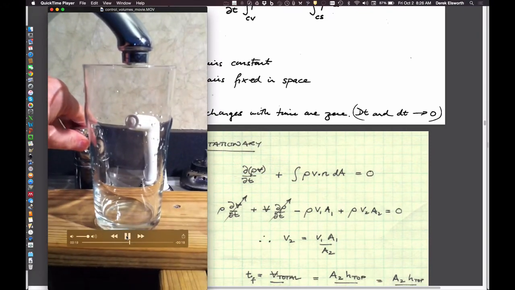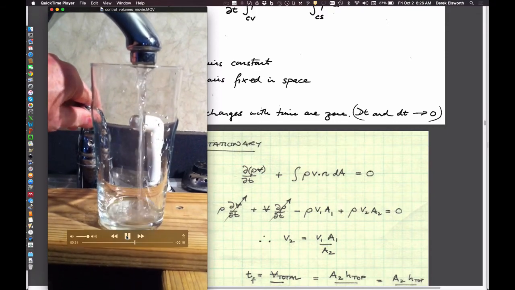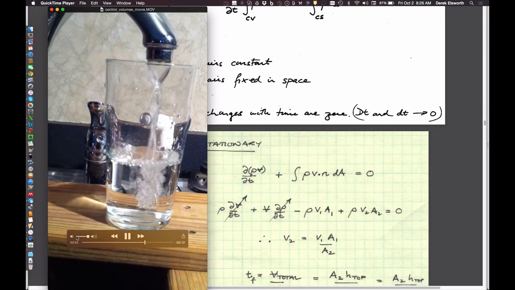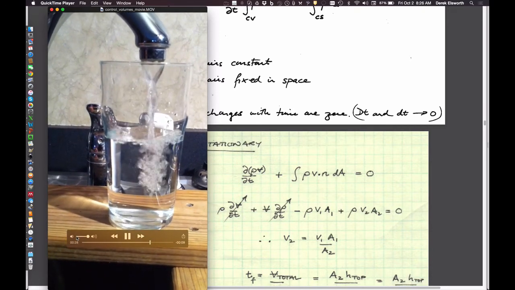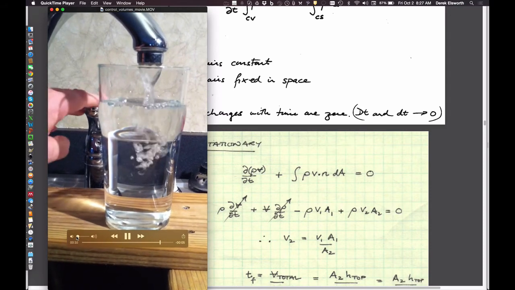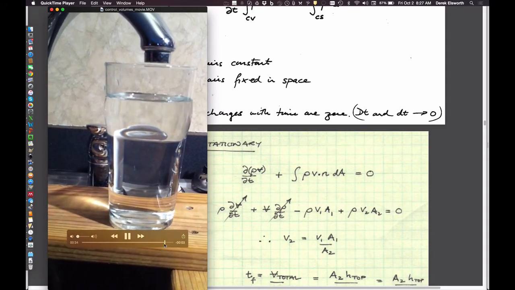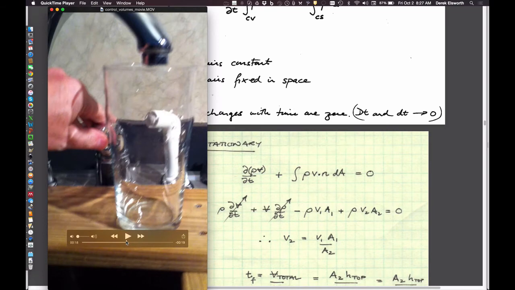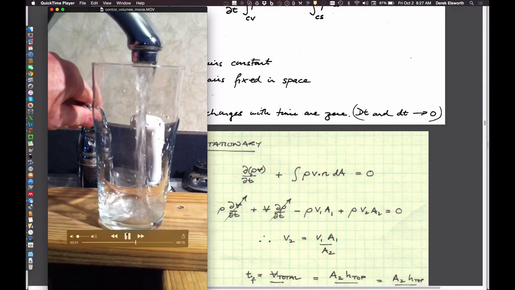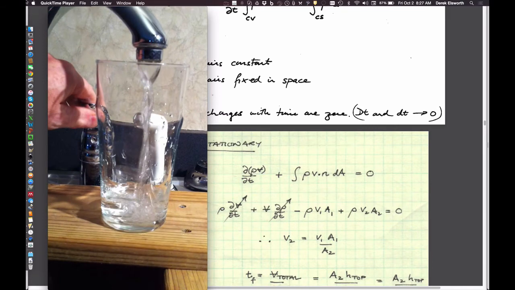And so the simplest possible control volume we can imagine is something like this. I'll turn the volume off so we don't have to mess around with this. And so what we could do, if we wanted to evaluate that, is relatively straightforward, right?